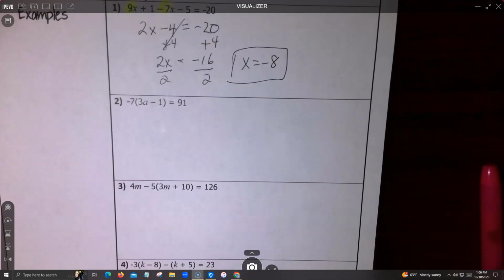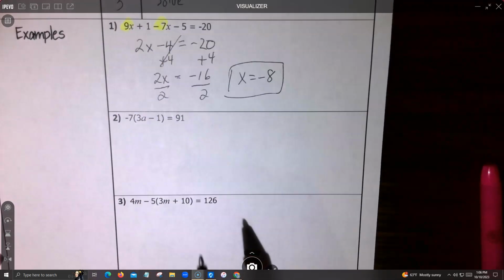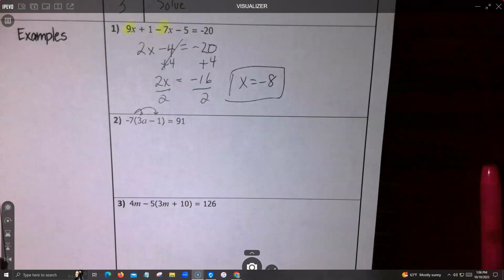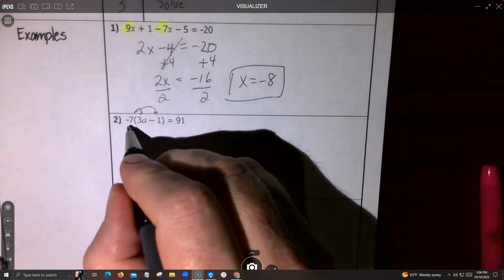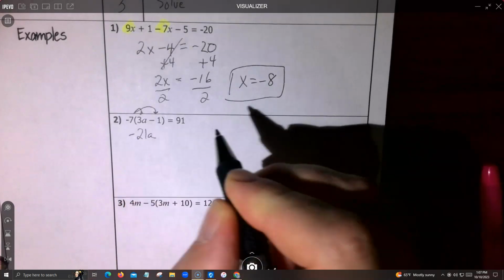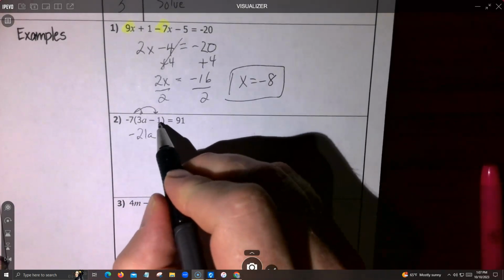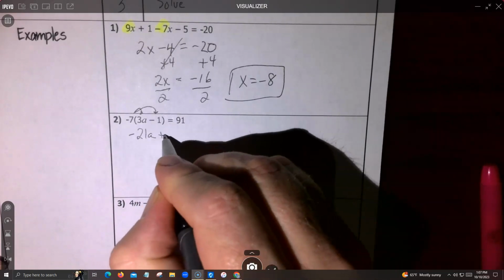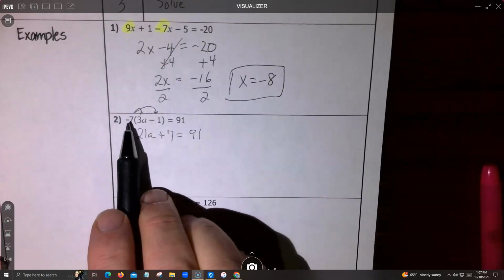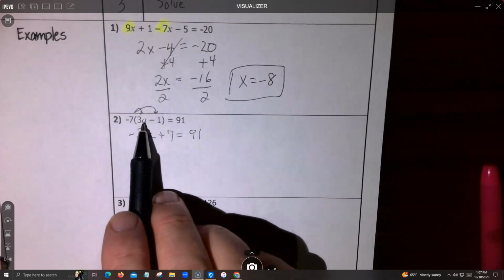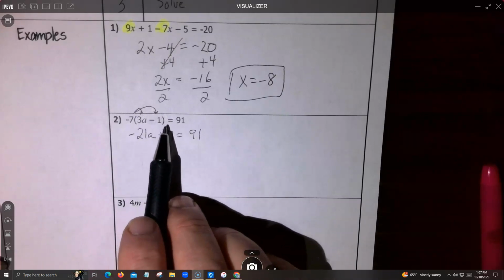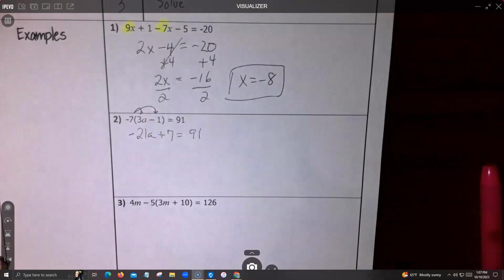Problem 2. Step 1 says to distribute. So I have the distributive property. Remember, I have to distribute the negative 7 to both pieces inside the parentheses. So negative 7 times 3a is negative 21a. A negative 7 and what looks like a negative 1 is a positive 7, equals 91. Again, remember that a negative, when you distribute it, changes the sign of whatever's inside. See how this was a positive, now it's a negative. This looks like a negative, so now it's a positive. It changes the sign of everything.